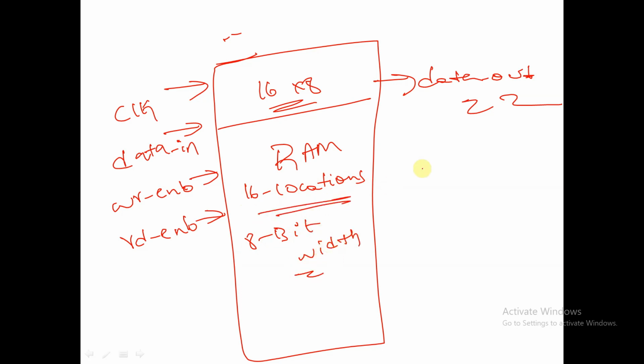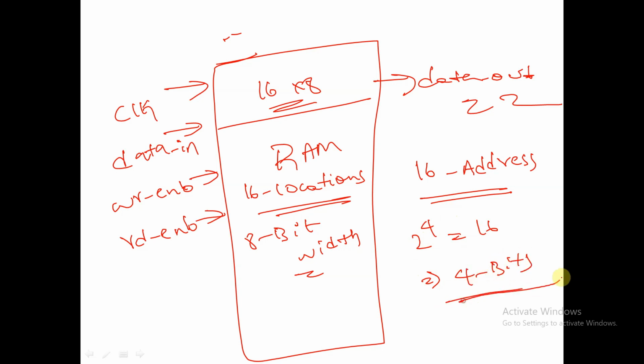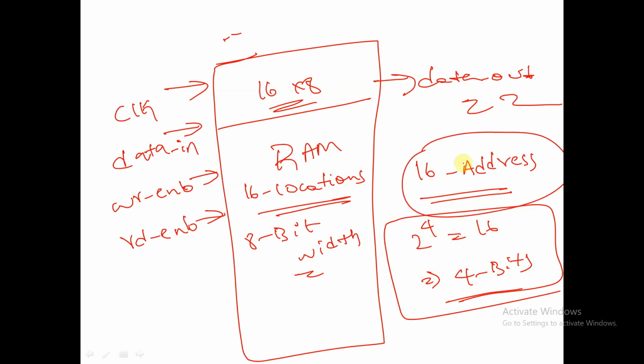So 16 locations means we have 16 addresses. For representing the 16 addresses, we need 2 power 4 equal to 16. That means we need 4 bits. This we will discuss later, how to calculate these bits. So to represent the 16 addresses, we need 4 bits.